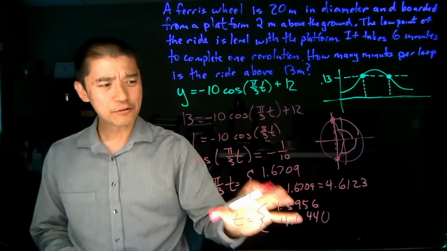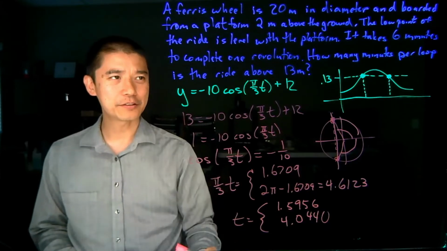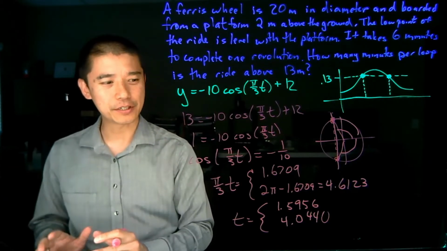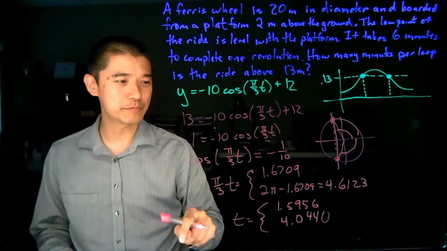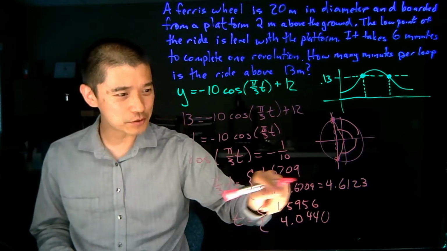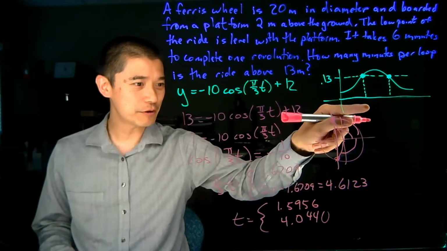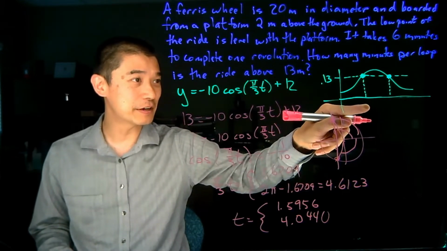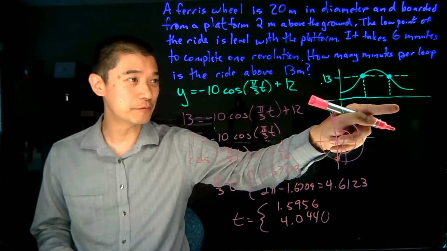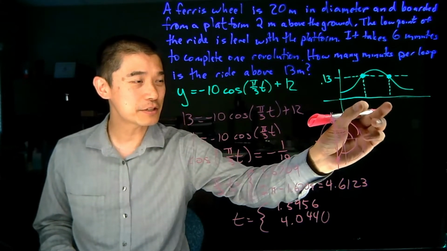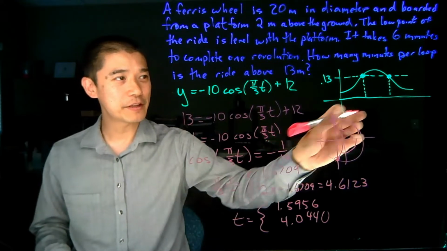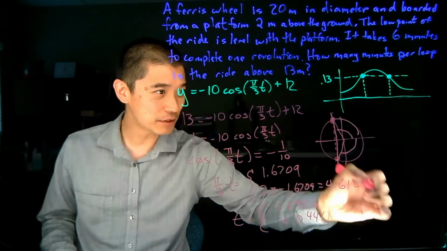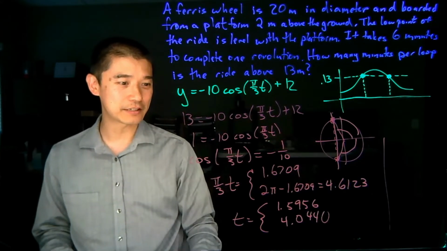Okay, we've now done this calculation, gotten these two values. Did we answer the question? The question asks us how many minutes per loop is the ride above 13 meters? And we need to think about what these two values represent. Well, the 1.6 value is this one here, and the 4.0 value is over here. And so we are interested in the amount of time that elapses from this point to that point. So we're trying to find the distance between 2 points on the x-axis, and so we're going to have to take the difference.